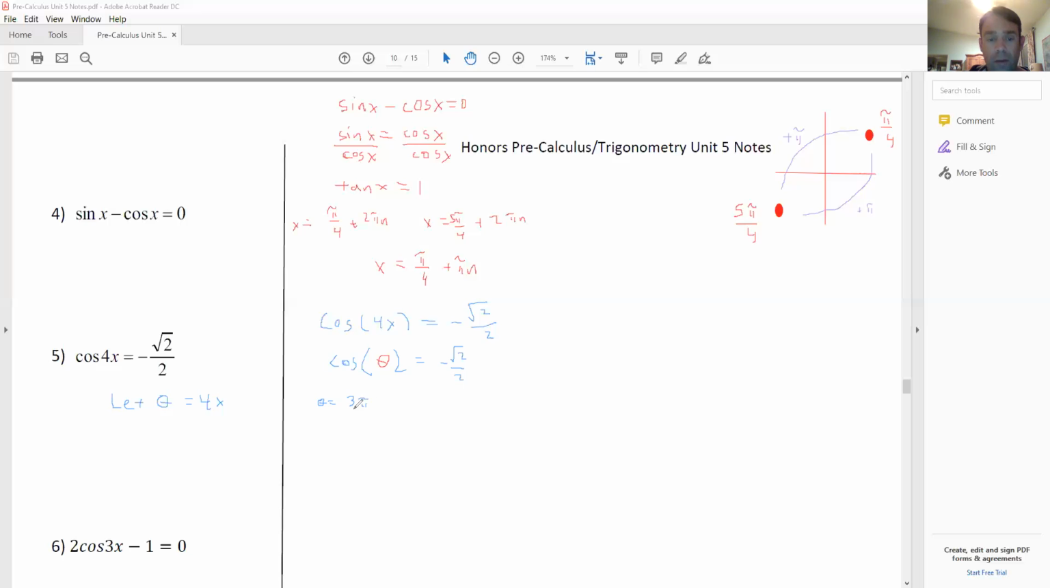You can hear my dog in the background. She decided to get a little burst of energy and is running uncontrollably now. That's the fun little puppy stage. And also 5 pi over 4. She's coming back for another round.